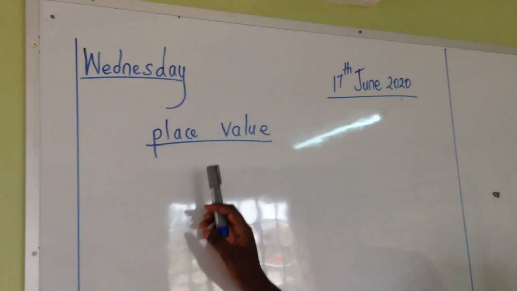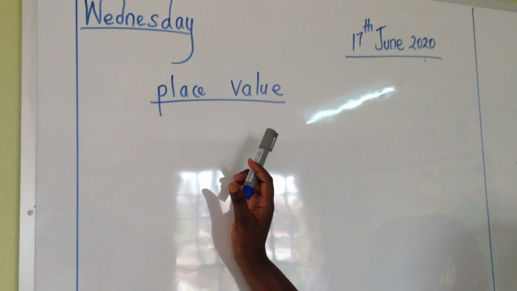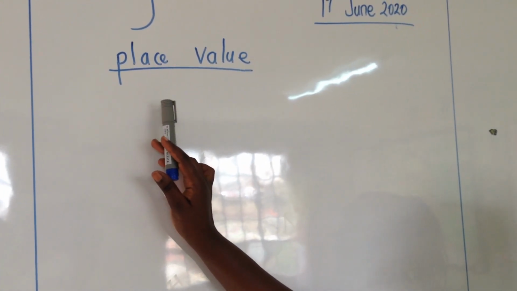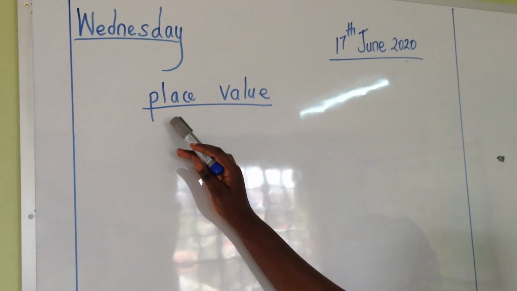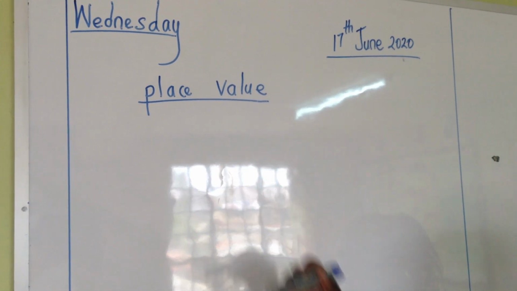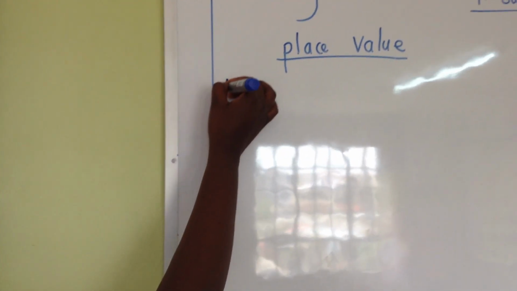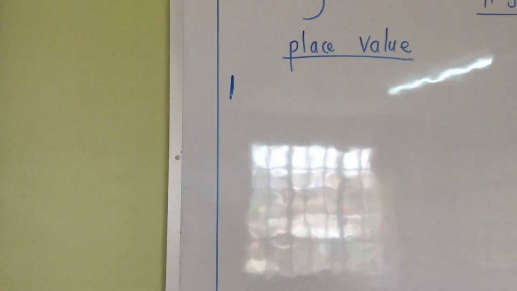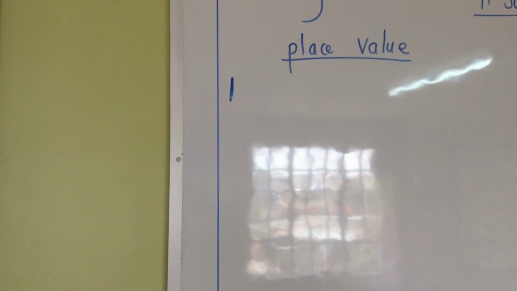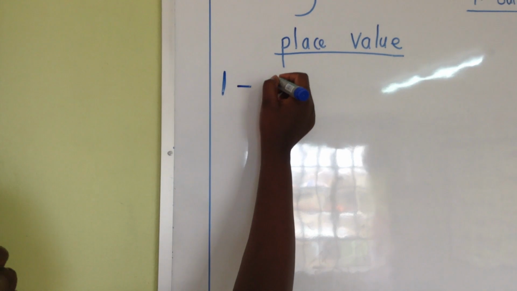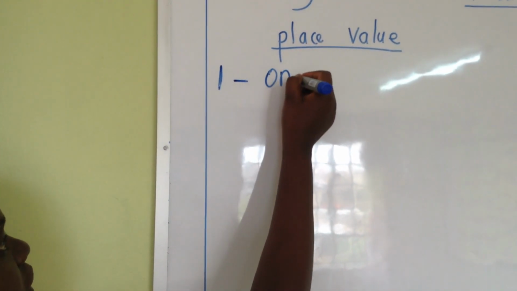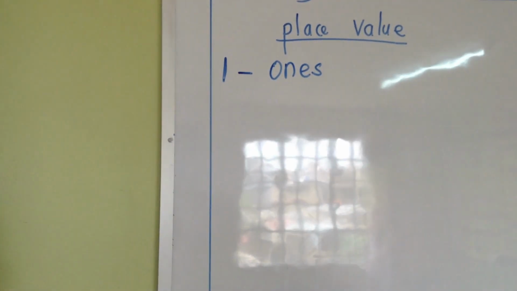And today we want to learn about place value. The place value is the position that a number takes. For example, we have the number one like that. Number one takes the position 1, so we will call it ones.